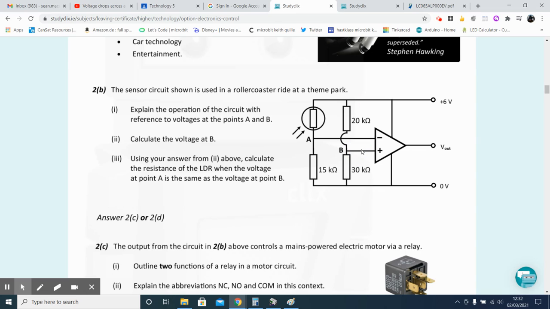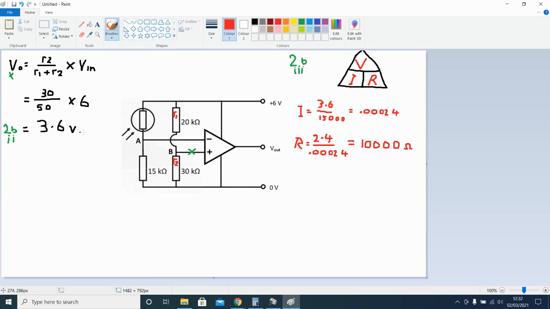I would use the formula for this. So this is R1 here, R2 here. V out, what is the voltage out? R2, 30 ohms divided by R1 plus R2, which is 50 ohms, multiplied by V in, which is 6 volts, will give us 3.6 volts. So at X there, we have 3.6 volts in our circuit. Now let's have a look at the rest of the question.